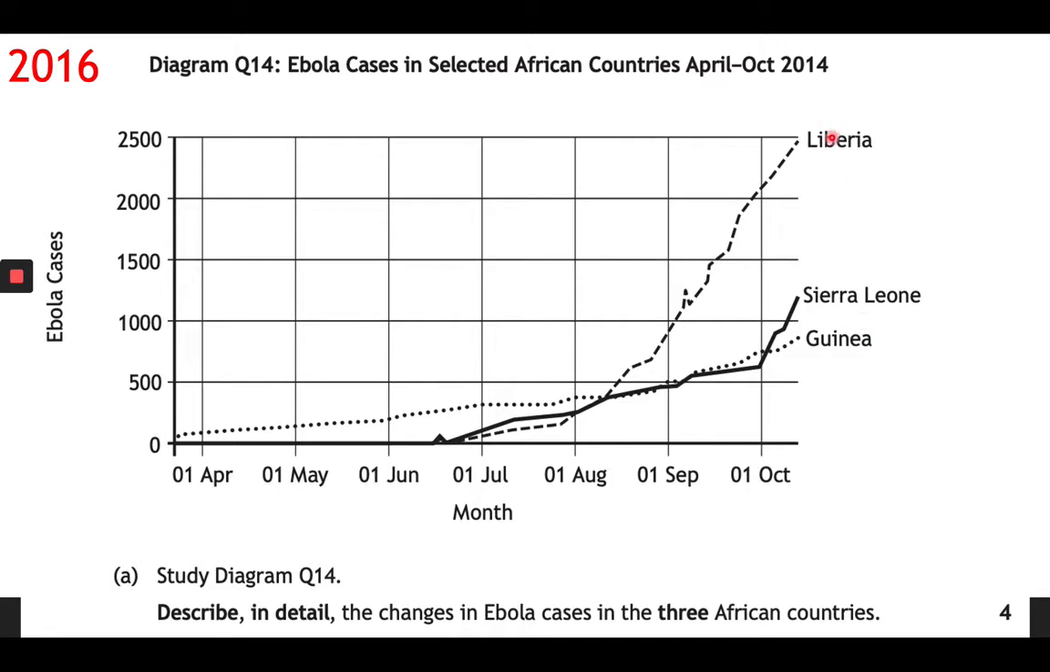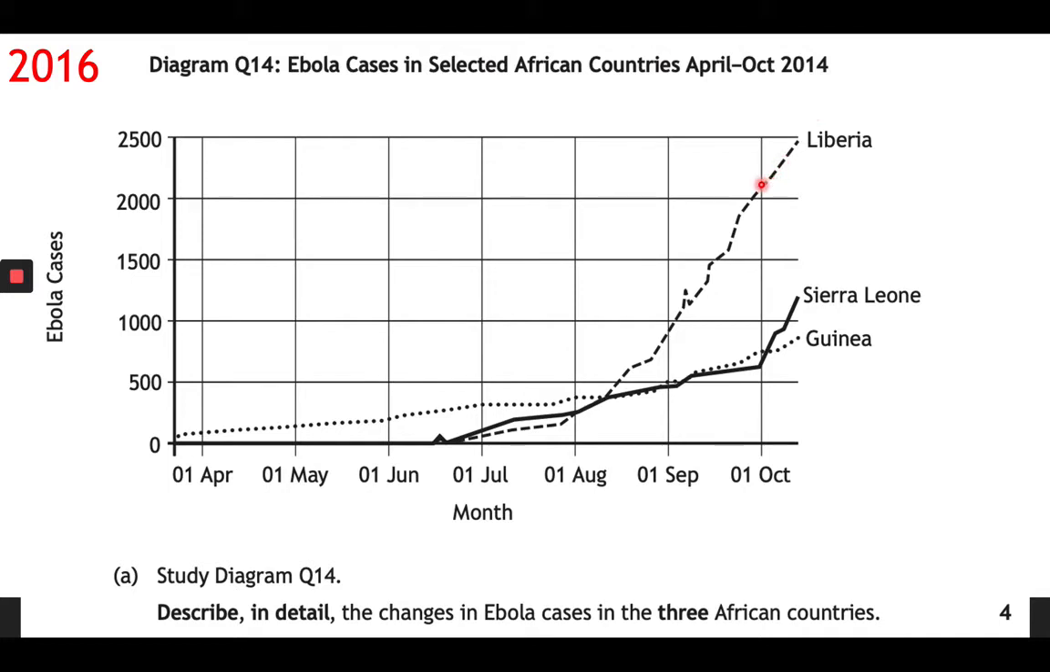Literally, all you have to do is say, let's have a look at this dotted line here for Liberia. So you could say, in the middle of June, the cases of Ebola in Liberia rose from 0, and on the 1st of June, they were approximately 50. By the middle of August, they had risen to 500. By the 1st of September, they were just below 1,000. And just after the 1st of October, they were over 2,000.